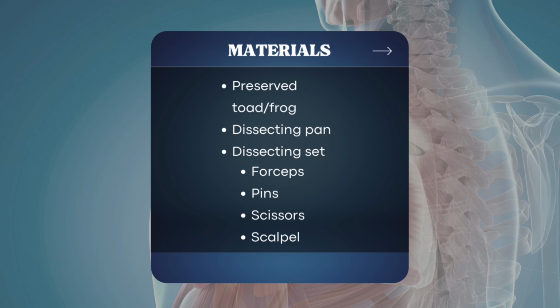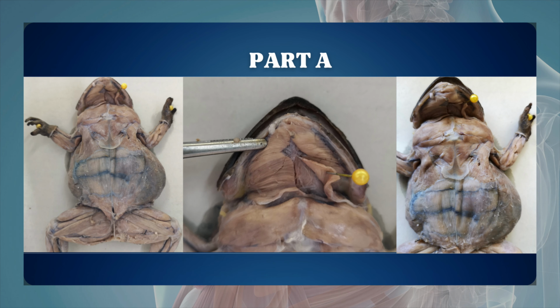The materials to be used if the activity was done on site are the following: preserved frog, toad, dissecting pan, dissecting set, which must include forceps, pins, scissors, and scalpel. Now let's proceed to labeling the muscular system of the frog.